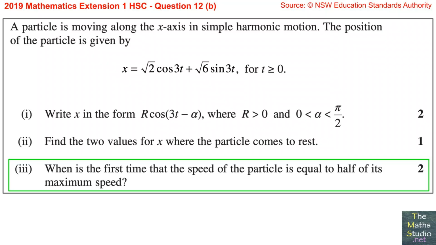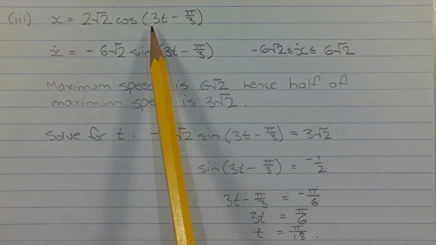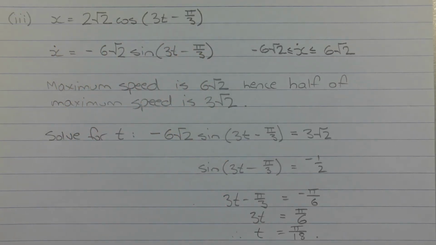Part 3. When is the first time that the speed of the particle is equal to half of its maximum speed? Recall the displacement equation that we found in part 1, which was x equals 2 root 2 cos(3t minus pi over 3). Using the chain rule, we can differentiate x with respect to t to get the velocity equation x dot. So x dot is equal to negative 6 root 2 sin(3t minus pi over 3).